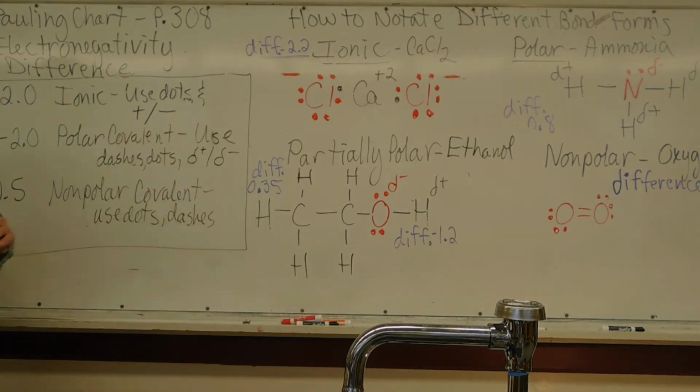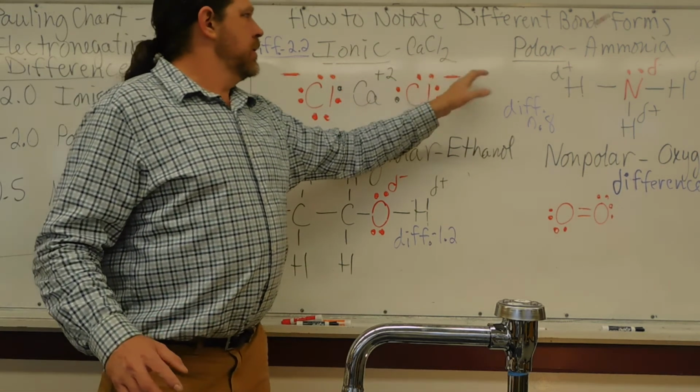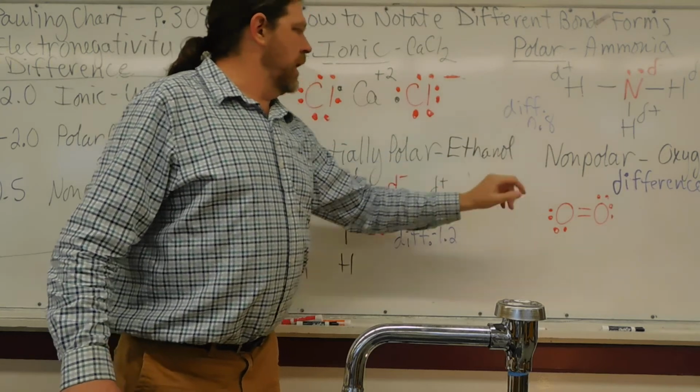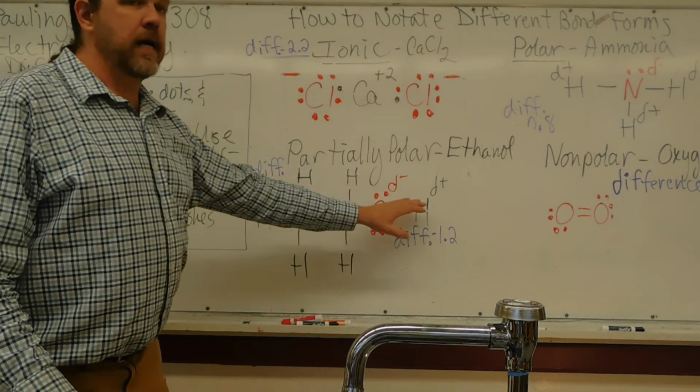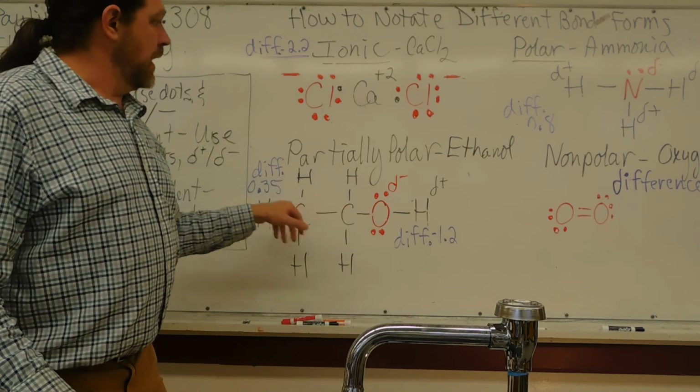So in short, this is how we denote the 3 types of bonds: ionic, polar, nonpolar, and substances that may have more than one type of bonding form in their complex structure.